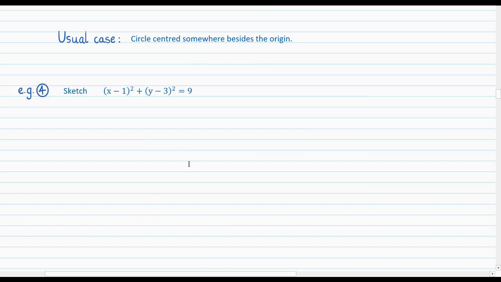This example asks us to sketch the graph of the equation (x minus 1) squared plus (y minus 3) squared is equal to 9. Then you follow the same first step as before, which is you compare this to the general circle equation. And this time our equation looks a lot more similar to the general equation. And by comparing the two, we can see that a would be equal to 1 and b would be equal to 3. Therefore the circle will be centered at coordinates 1 and 3.